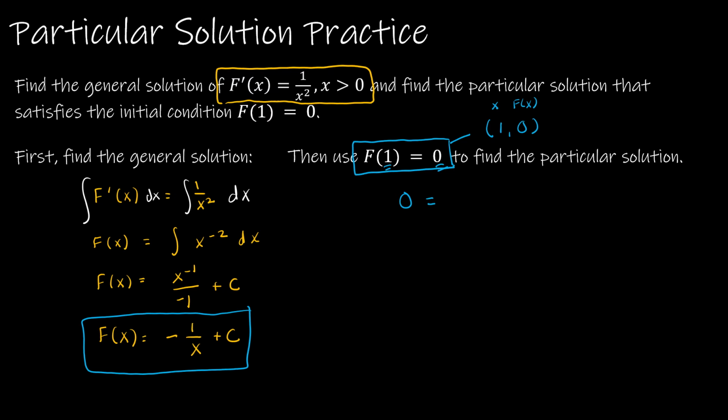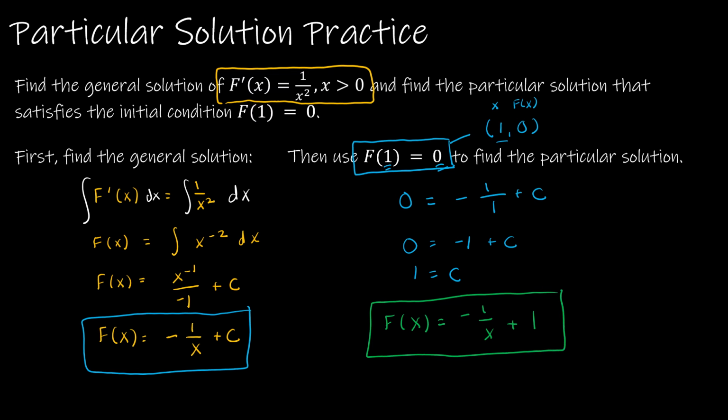So I'm replacing that with 0, then I have -1, and instead of x in the denominator, I'm going to replace it with 1, and then plus c. And then I'm just going to simplify. So negative 1 divided by 1 is negative 1. Add 1 to each side. 1 is equal to c. So my final solution is f of x is equal to negative 1 divided by x plus c, which is 1. So that is the particular solution.